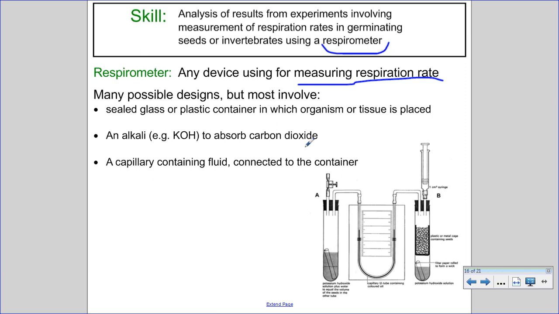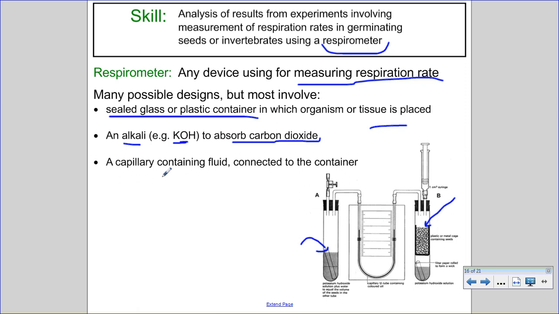There are many possible designs, but most will involve some kind of sealed glass or plastic container in which the organism or tissue is placed. So in the diagram here, there's a tube or container in which seeds have been placed. These are the seeds here. And then there's some type of alkali compound present, such as potassium hydroxide, that is there to absorb the carbon dioxide that is produced. This is usually in another tube separate from the seeds.